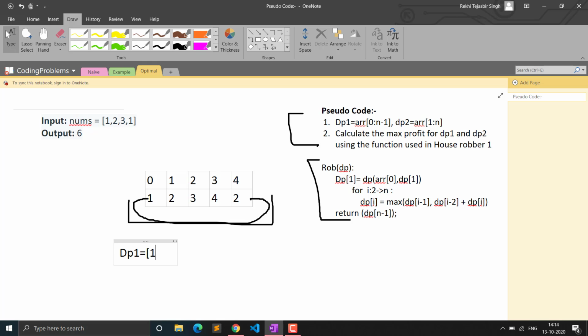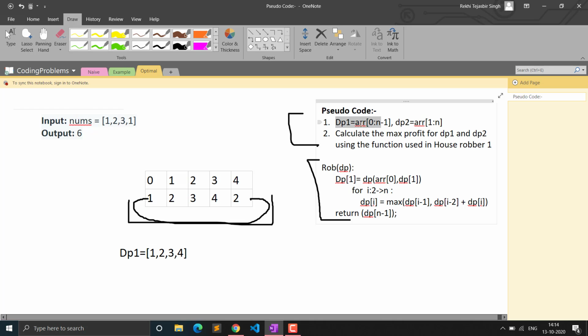So you can see 1, 2. So we will have 1, 2, 3, 4. So we will get the dp of 1 as this. We will include the first element and we will not include the second element, as they are circularly connected, or connected in a circular manner, so we cannot loop them together. So that's why we'll create this array.